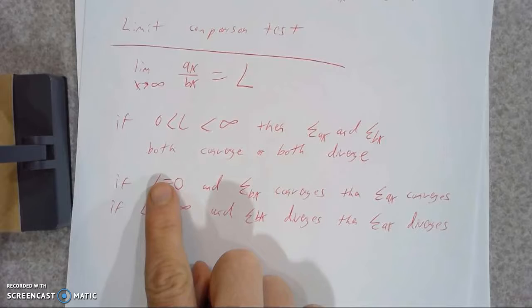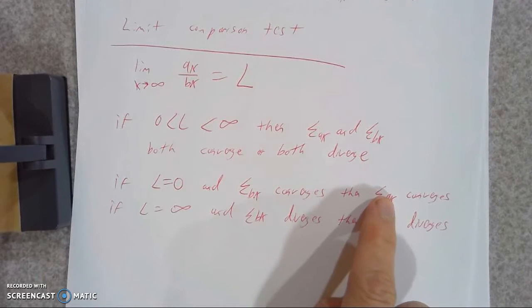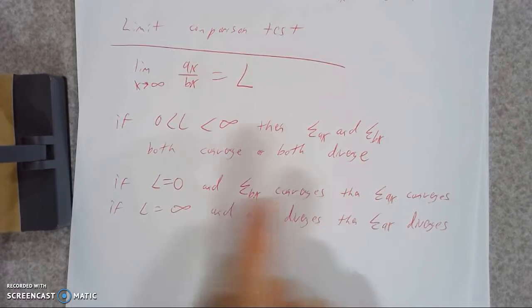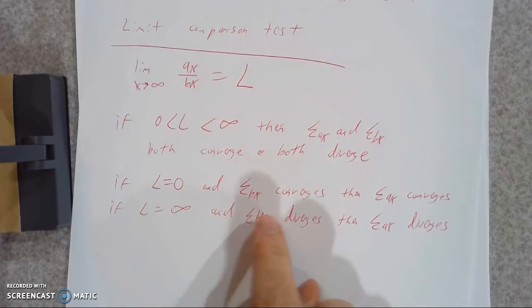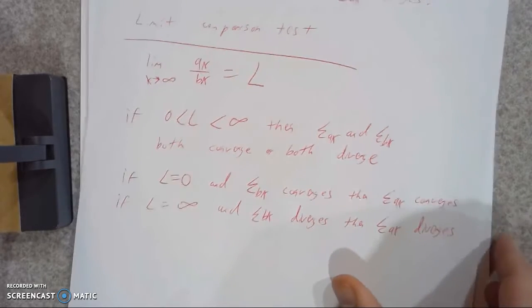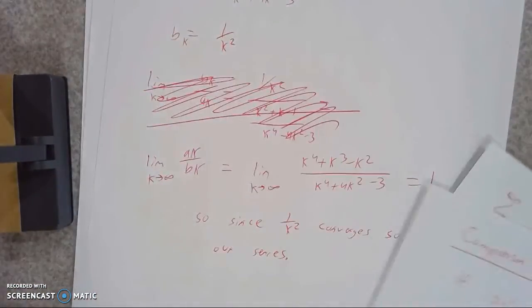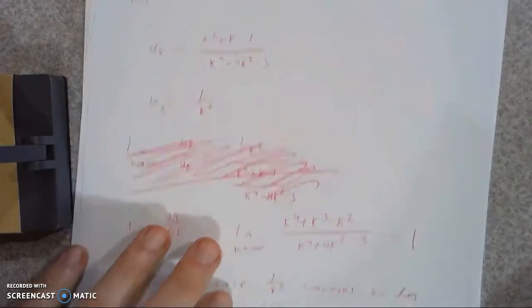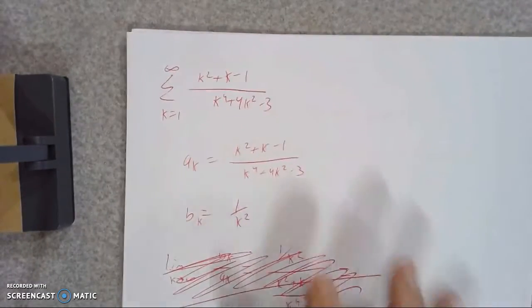If this limit is 0 and your b_k's converge, then the a_k's have to converge. However, if this limit is infinite and the b_k's diverge, then your a_k's also diverge. Let's look at a use of the limit comparison test. I think on this one I accidentally wrote my limit upside down one time, so I did b_k over a_k instead of a_k over b_k, but let's take a look at this.